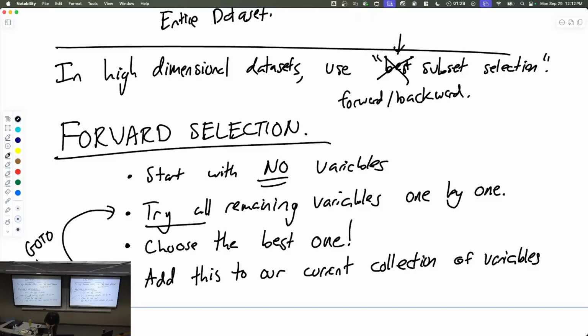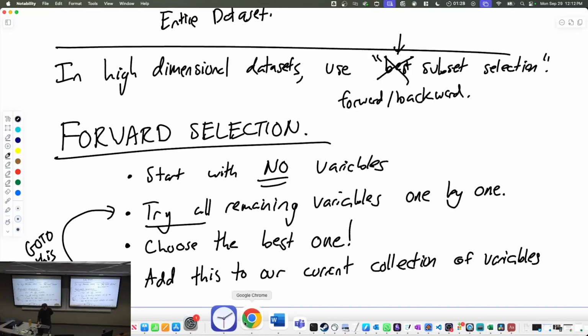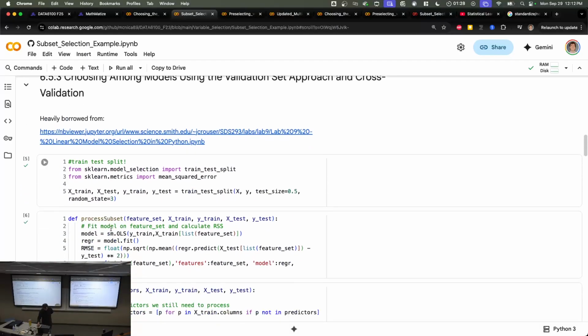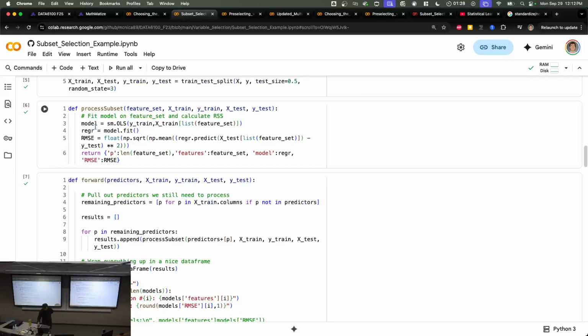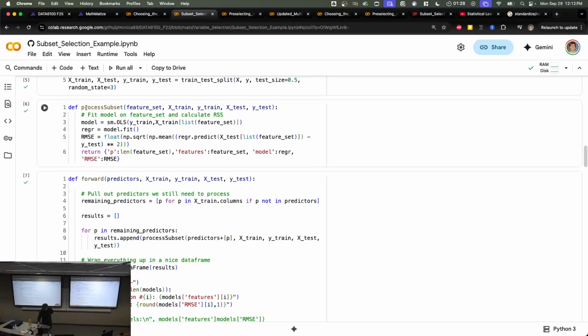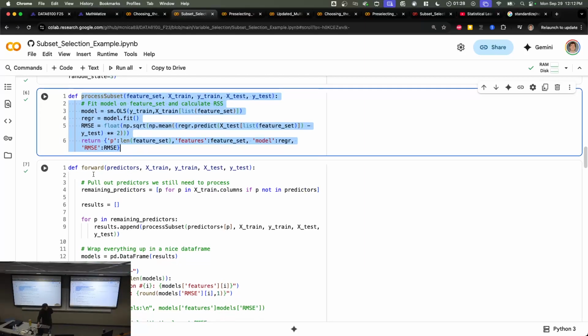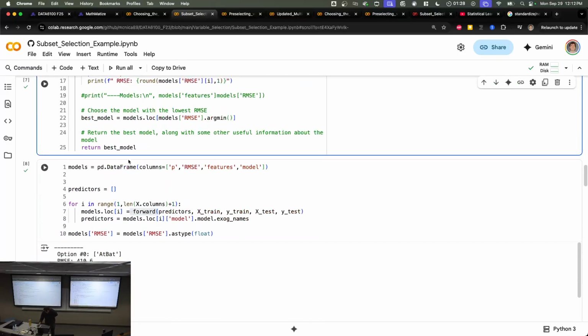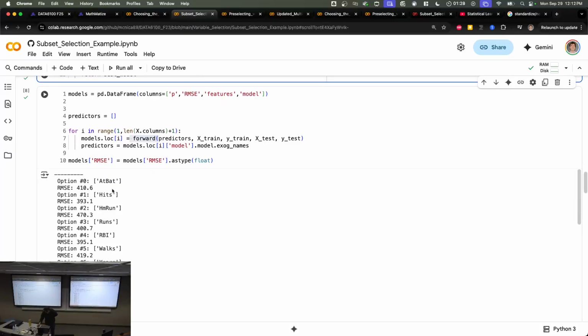Go to this step. So in other words, once we've decided who is the best, let's see who was the actual best. I tried them all. I have this function called process subset and forward, which is running it. Process subset tries one thing at a time, and forward is doing this loop that goes through the remaining predictors. It's that step of adding to the list, trying that predictor, so the predictors plus the P, the new one. You can read the code details if you want, but it's doing what I just said on the board.